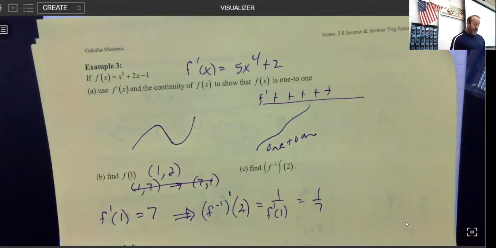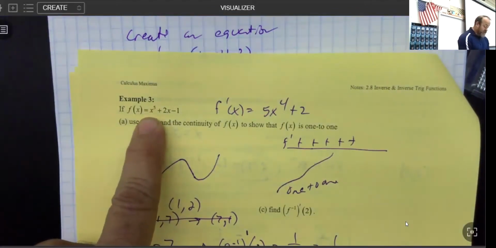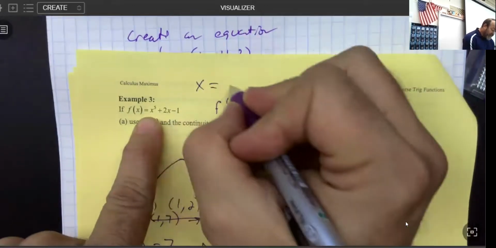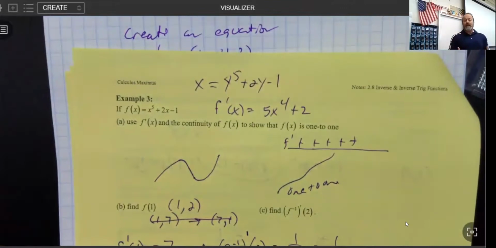However, if you said, hey, I want to know the inverse of this thing, I honestly don't know how to find it. This would be very, very difficult to do. x equals y to the fifth plus 2y minus 1. How am I going to go about finding that? I honestly don't know how to do it. So we don't bother. We just say, no sweat. We're just going to talk about the derivative of the inverse by understanding the original function.